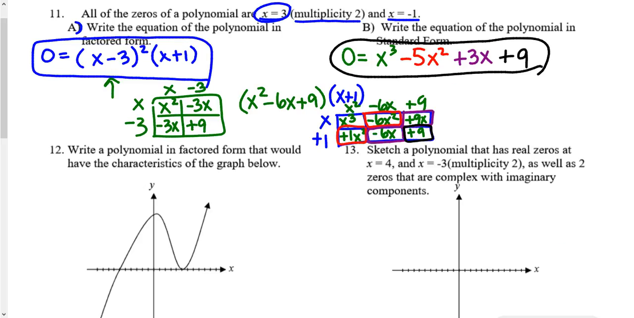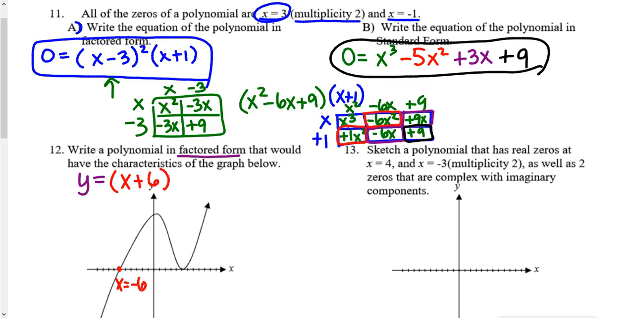All right. Number 12 asks to write a polynomial in factored form that would have the characteristics of the graph below. So it's going to be a polynomial. Since it's a graph, I'm going to start it with a y equals instead of a 0 equals. And then I want to look at each of my zeros. I have a 0 right here, 1, 2, 3, 4, 5, 6, at x equals negative 6. If x equals negative 6 is a 0, then x plus 6 is a factor.